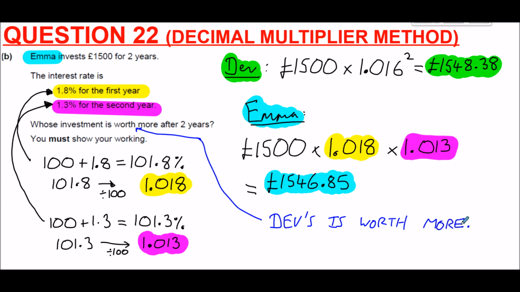But if you're not sure which one to pick, I would suggest doing the table method, which I showed before this method for question 22. That's the safest one to stick to if you're not sure. Anyway, that's question 22 done and dusted.